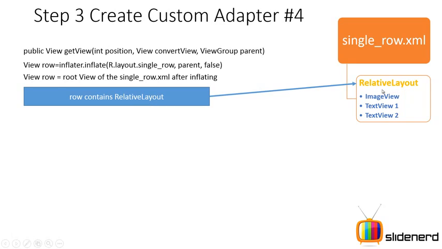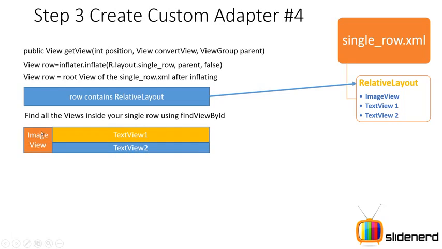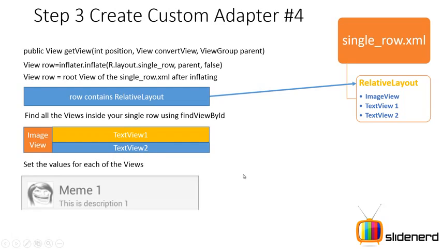Now using this relative layout reference, I'm going to find this image view, text view 1, text view 2. For that, I can find all the views inside your single row using the findViewById method, and that is going to have something like this: the image view, text view 1, text view 2. Next, I need to set values for each of these depending on the row. Remember, the values differ for each row inside your list view. So here is where you do that. Once you set the values, your row looks like this.